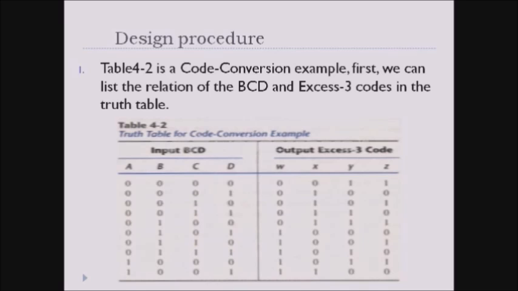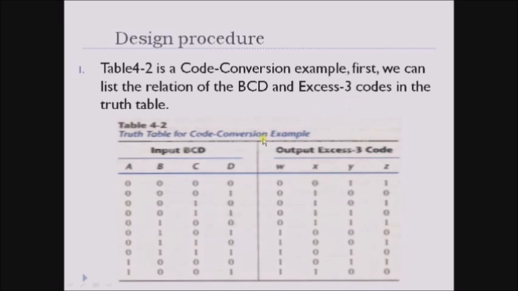BCD is a representation used for representing any decimal digit with 4 binary bits. For example, if I want to represent the decimal digit 9, I represent it using 4 binary bits, that is 1001. So every decimal digit is represented by using 4 bits in BCD. And X3 is nothing but if you add 3 to the resultant BCD, then you will get the X3 code.